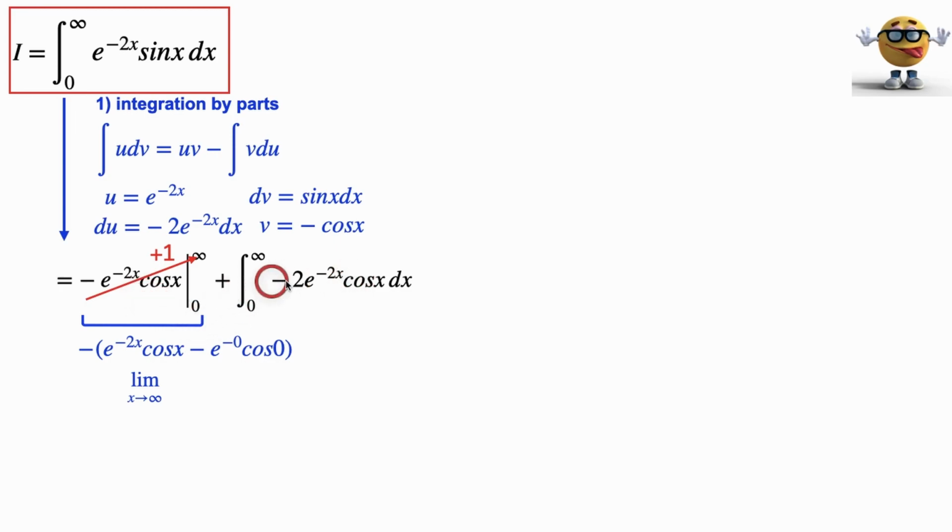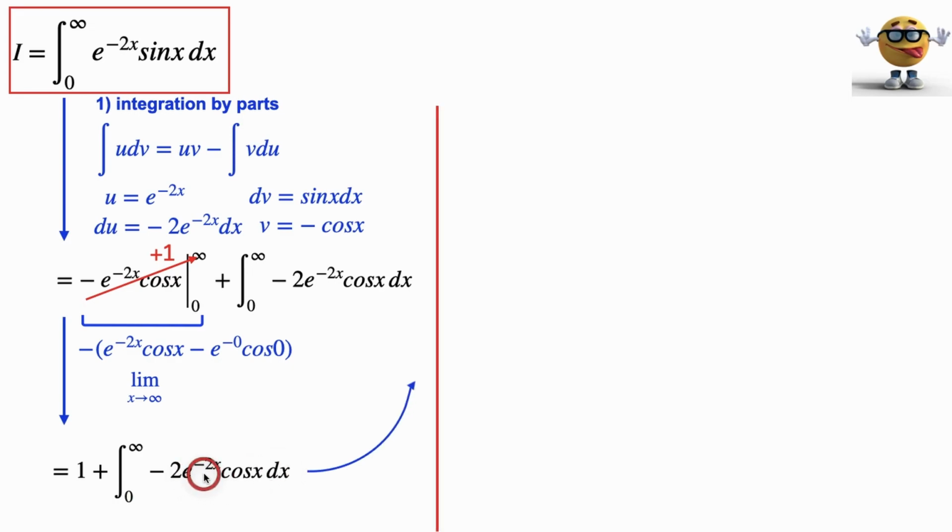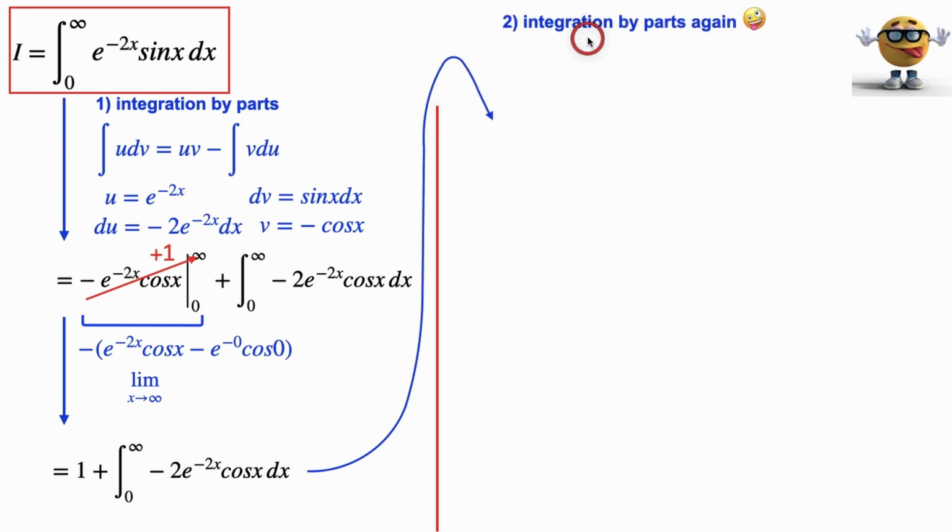Now, if we look at this side here, that's what our integral is equal to. So we have 1 plus the integral of negative 2 e to the negative 2x cos x. We need to evaluate this. And to do that, here's the trick. We're going to use integration by parts again, a second time.